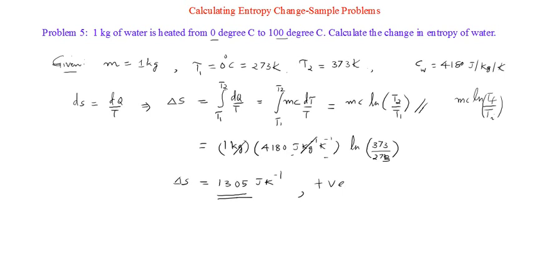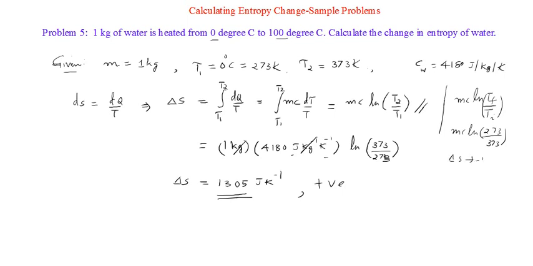So in a cooling problem, it will be MC log T final by T initial. T final will be 0 degrees Celsius, so it will be 273 in this problem, divided by 373. So what about this number? Log of a number less than 1 is what? Negative. So in this case, delta S will be obtained as negative.